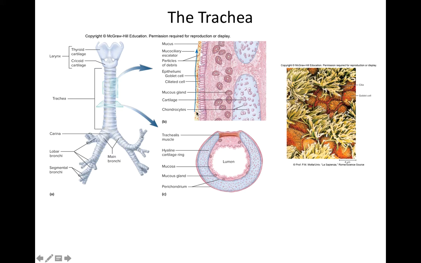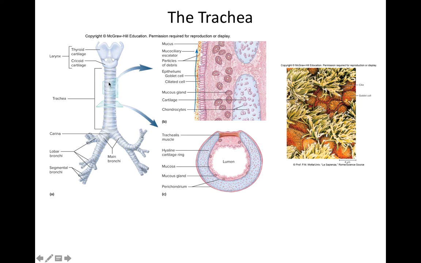So here's the concept of the mucociliary escalator. There's a constant movement upward. This is what the cilia look like. These are your goblet cells that are consistently releasing mucus. And so you can imagine that if all of this begins to move in one direction, it's going to be kind of like seaweed.